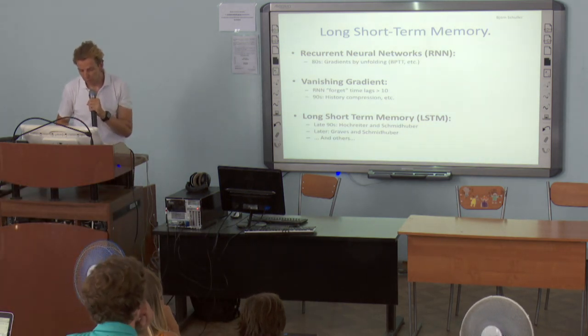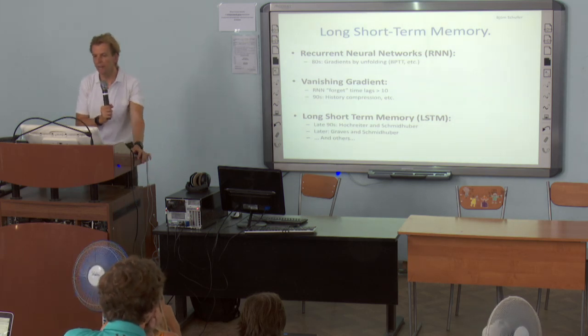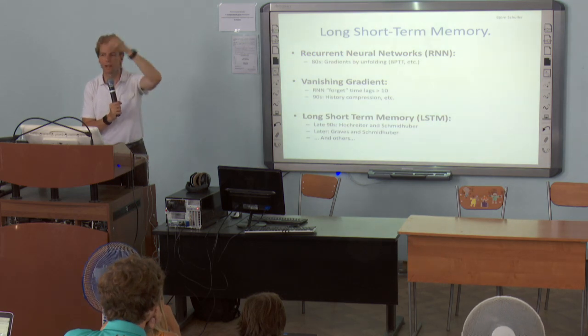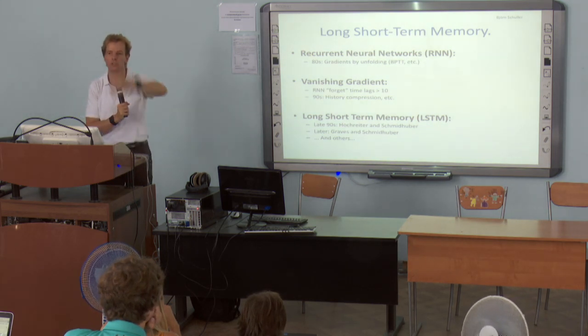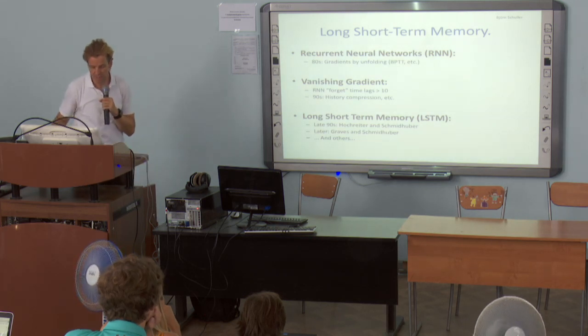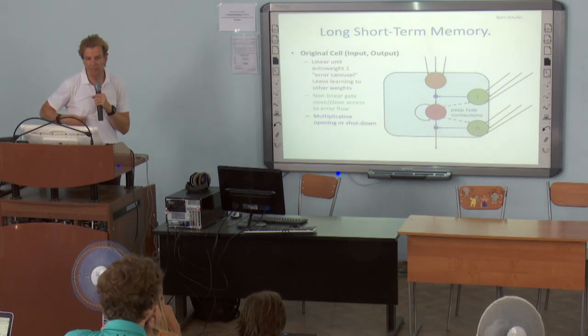The vanishing gradient was also tried to overcome by other things, such as history compression or stacking. Stacking means that you have the input feature vectors of 10 time frames put together into a super feature vector 10 times as large, all of which wasn't particularly efficient. So the real breakthrough was this idea of long short-term memory. Now how does it work?